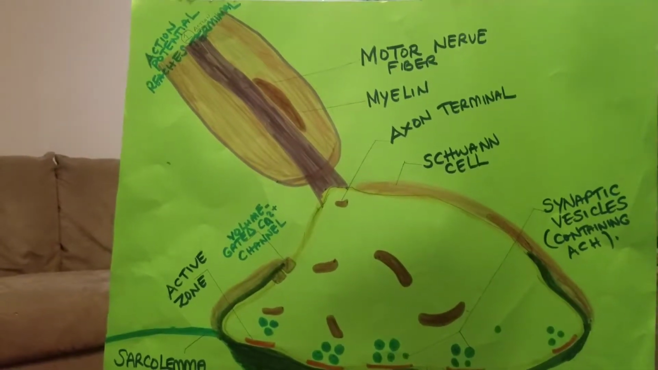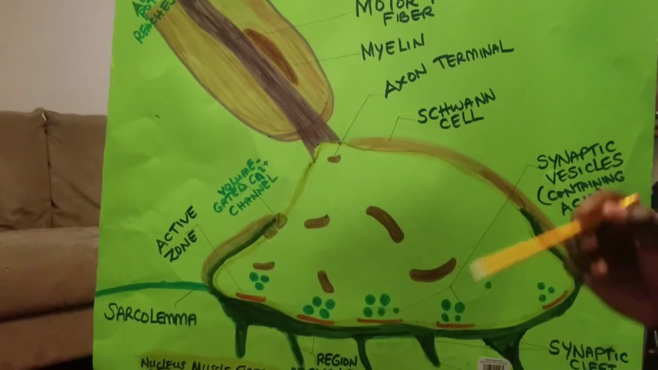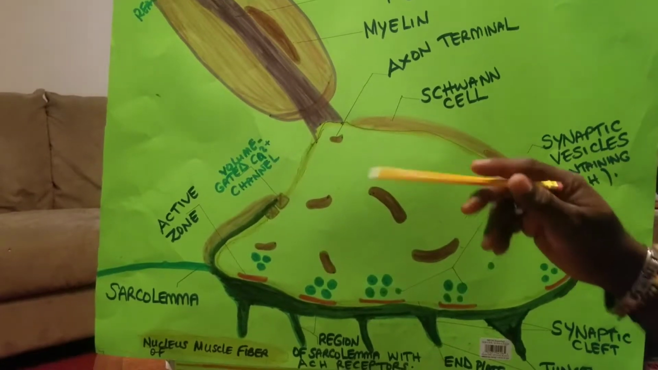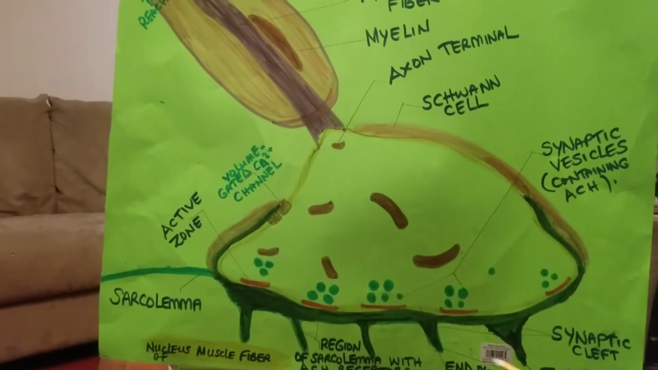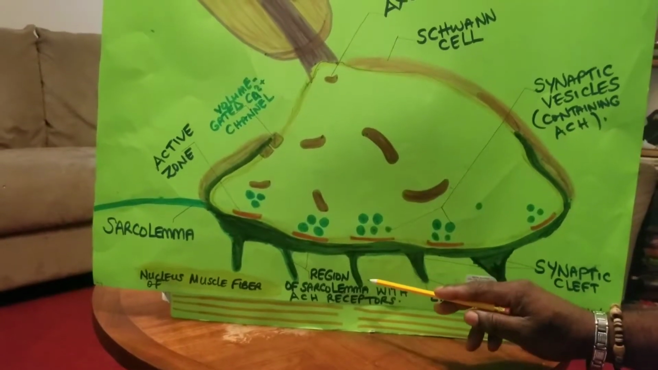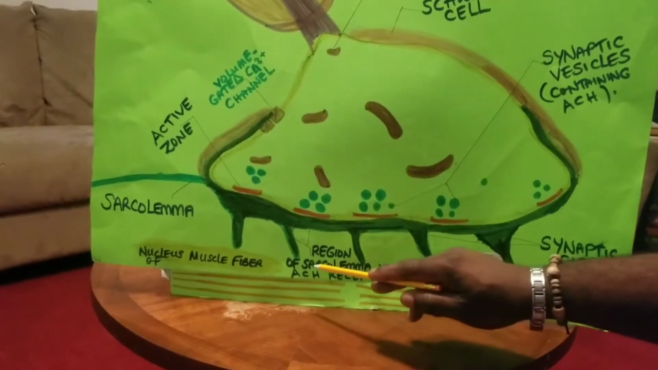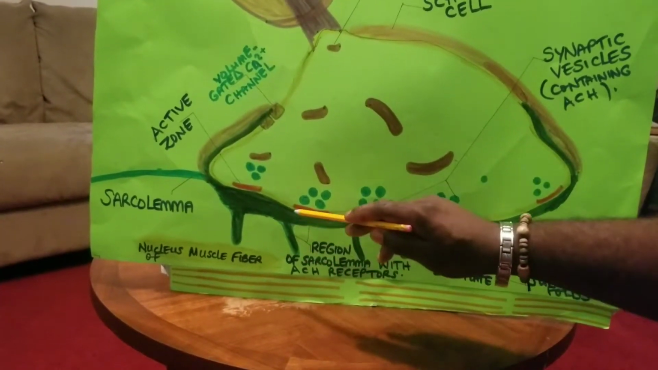The third step is calcium entry, which causes synaptic vesicles to release acetylcholine via exocytosis. This is the region where you have the receptors, so they receive acetylcholine.